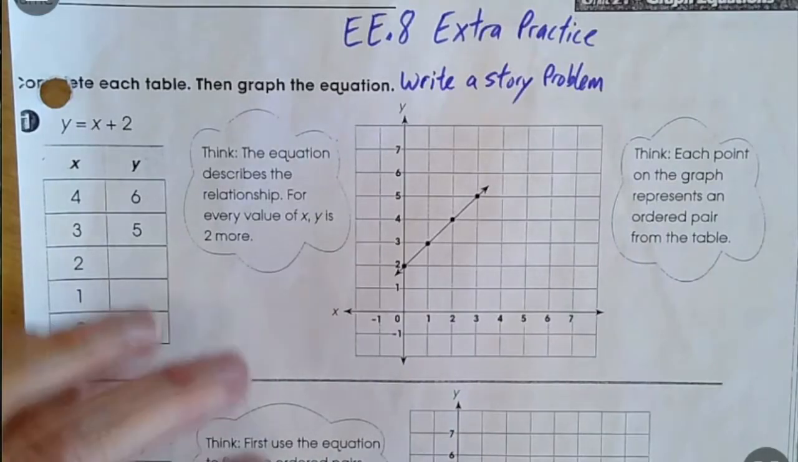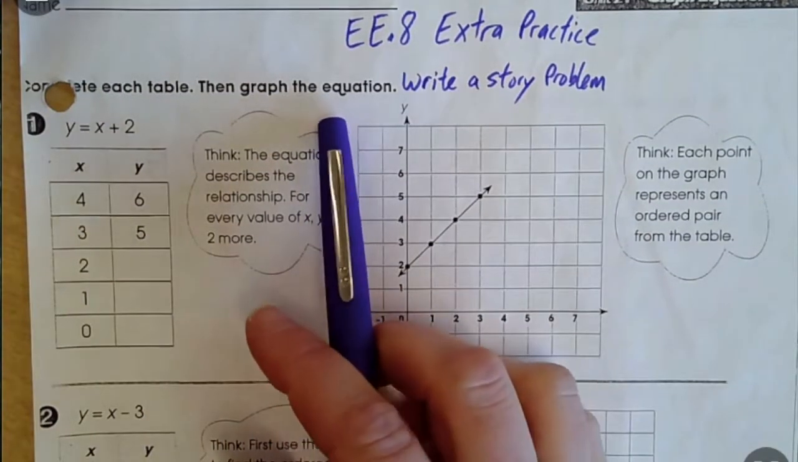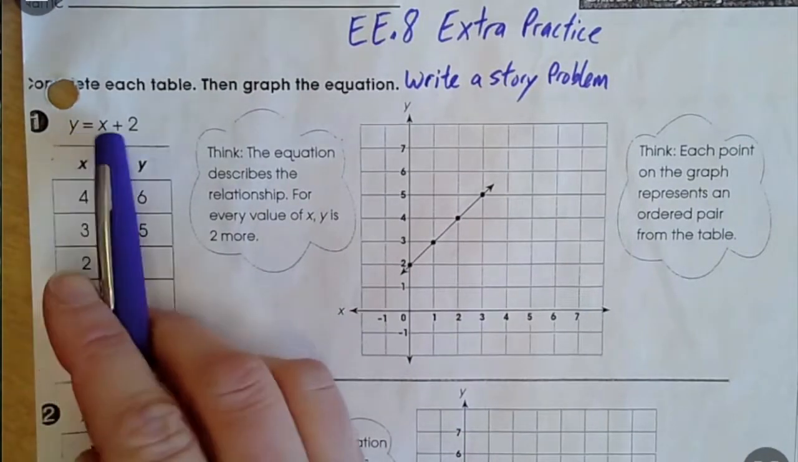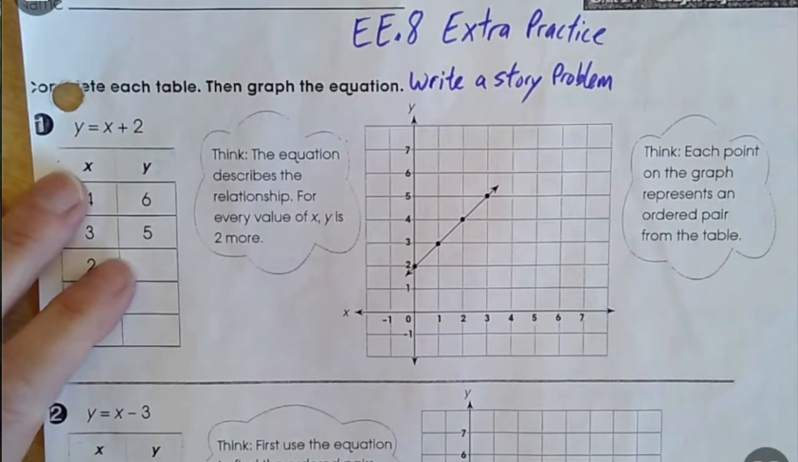This is page 107 on one side and 110 on the other side. Kind of do this for some extra practice. For EE8, it says to complete each table, then graph the equation. And then I also want to talk about writing a story problem, because remember when we had two variables, how do we write those? If you can do that, that'll help you understand their relationship.